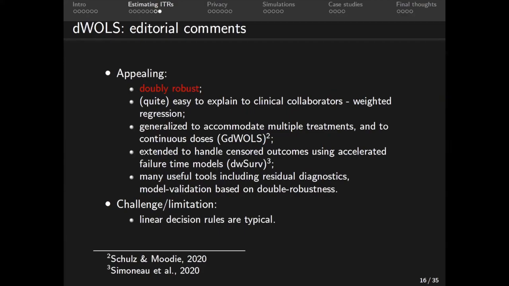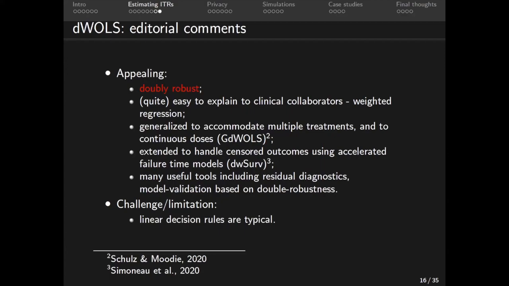Okay, it's pretty easy to explain to collaborators. Most clinicians are familiar with regression. You just tell them you're putting in a weight, they're okay with that. We've got lots of generalization, so we can accommodate multiple treatments. It needn't just be binary. We can accommodate continuous doses. We can handle censored outcomes, so time-to-event outcomes. We have some tools for discrete outcomes, although it's not quite as developed.